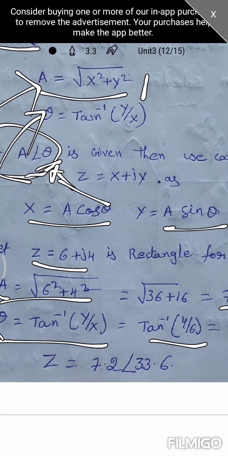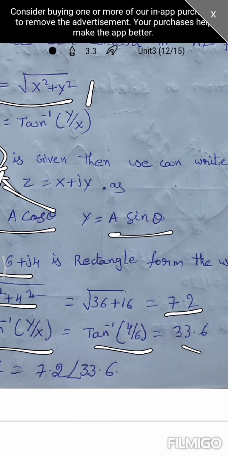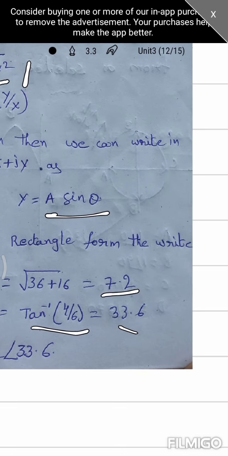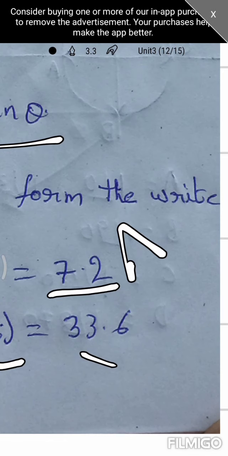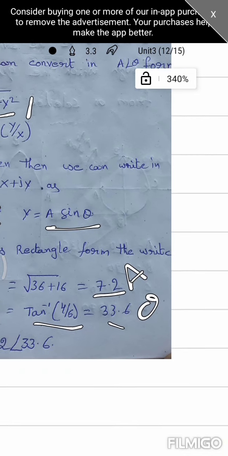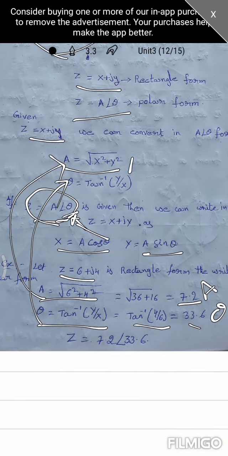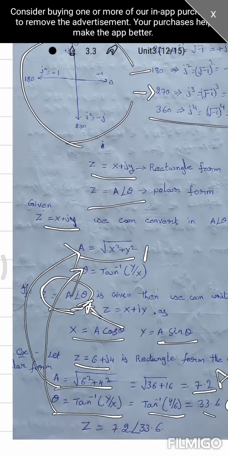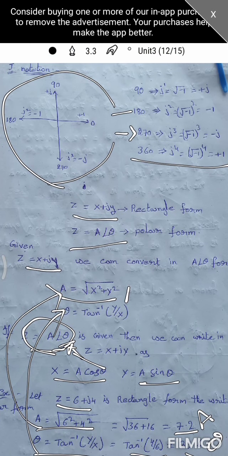That means here we are getting a value as 7.2 and theta value as 33.6. So if you write this, A at an angle theta, that means 7.2 at an angle 33.6. Okay na? This is the way how to convert the rectangular form into a polar form.